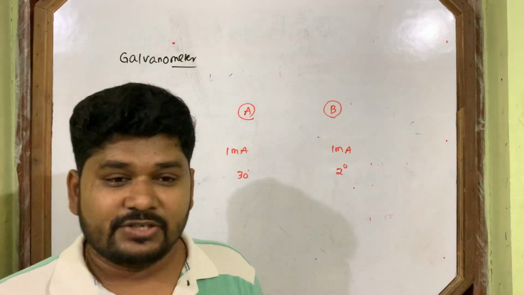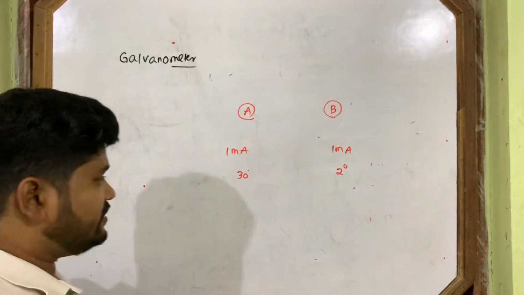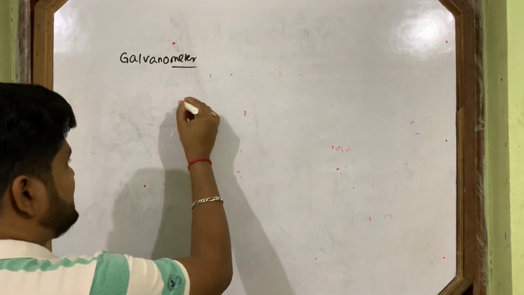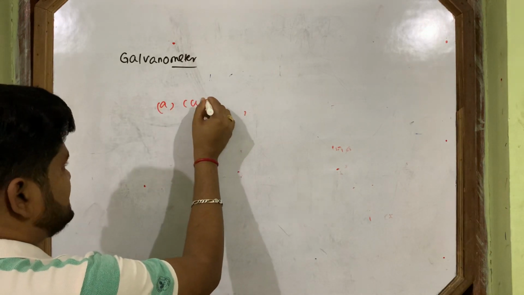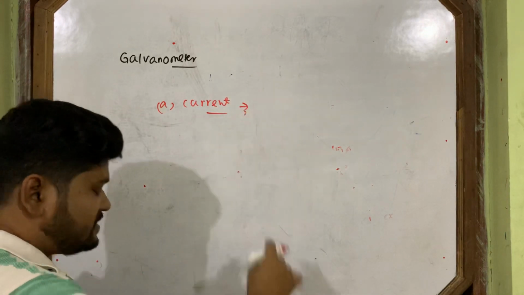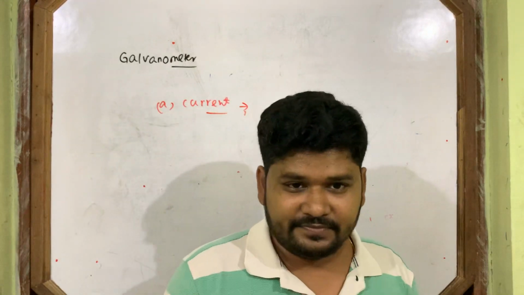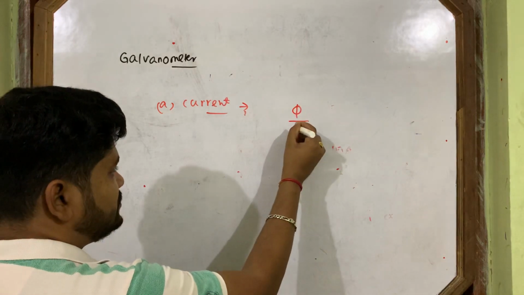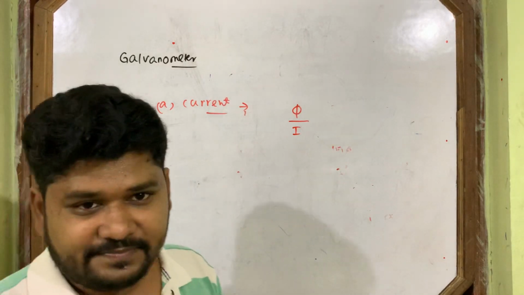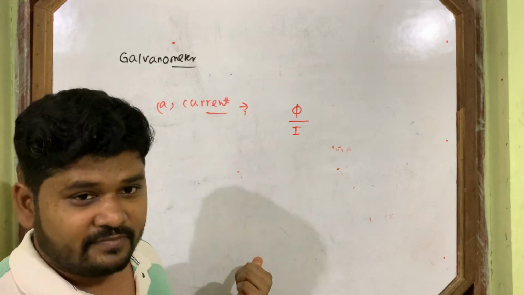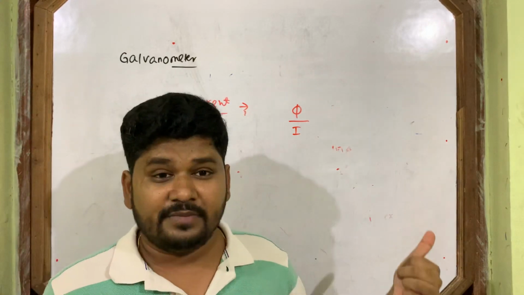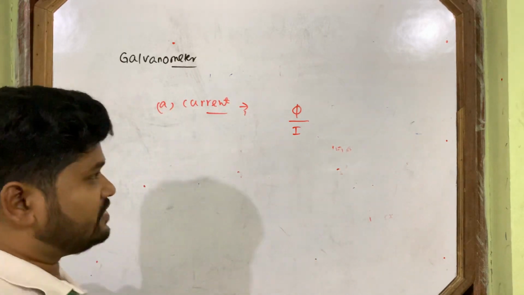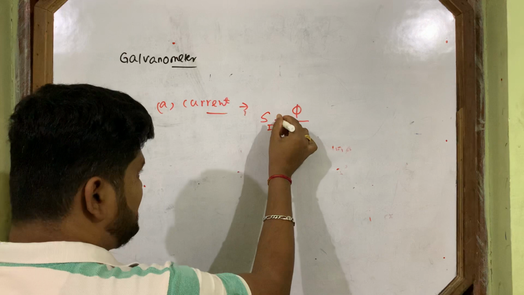sensitive. So sensitivity of a galvanometer is actually of two types: one is current sensitivity, one is voltage sensitivity. Let's discuss current sensitivity of a galvanometer. The current sensitivity of a galvanometer is the deflection produced per unit current. For the same current, in which galvanometer the deflection is more, the sensitivity is more. This is called current sensitivity, SI.